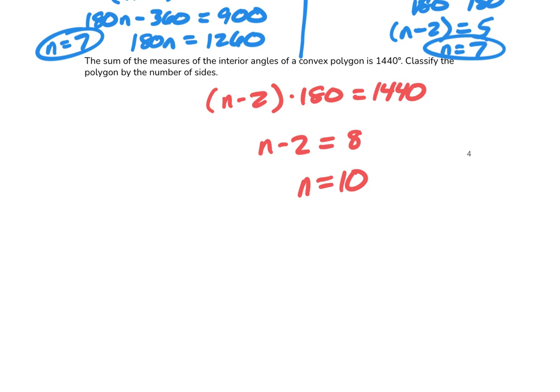So if we did the dividing first, 1440 divided by 180 would give you 8, and then you add 2 to both sides and you get 10. If you do the distributive, it would look a little bit different as you solve, but you should still get 10. Okay, if I don't get an answer here that's a whole number, that's a definite, what did I do wrong, right? We can't have like 7.5 sides or 9.5 sides on a polygon. That doesn't make sense. So your answer has to be a whole number on something like that. If not, you've got to figure out where you went wrong.